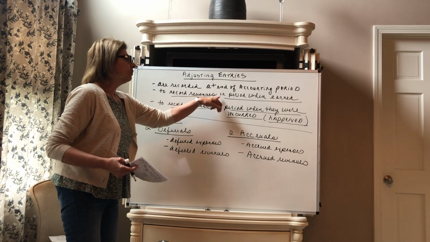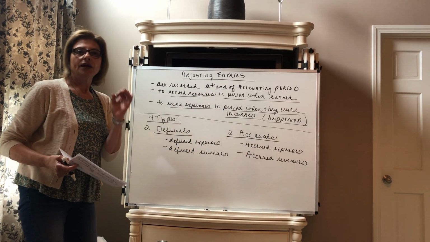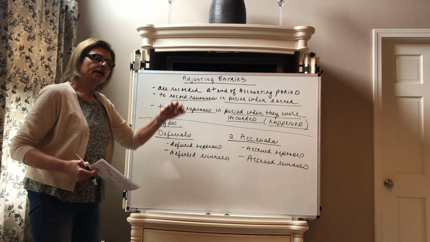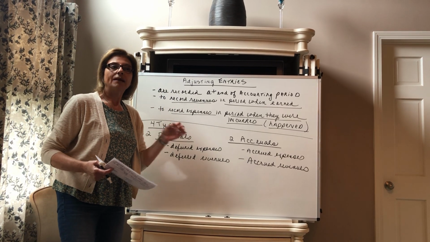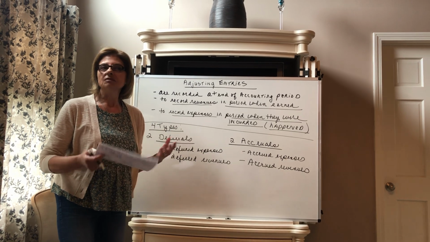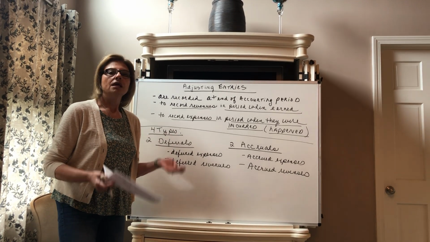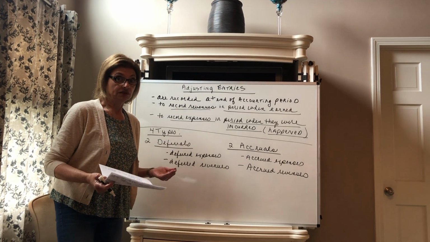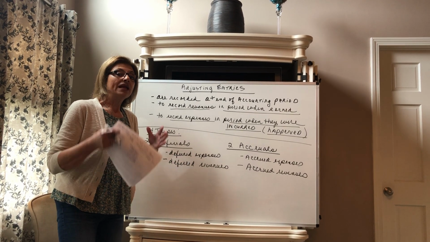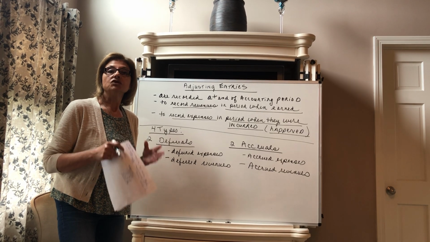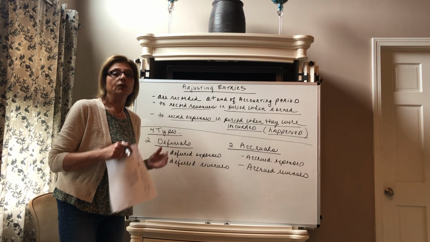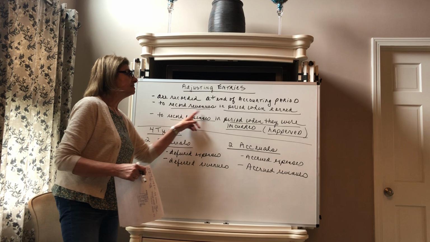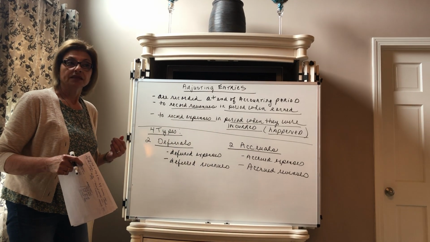So we have to record revenues in the period when they're earned. If you go back and maybe review chapter 1 where we talk about some of the principles and concepts of accounting, one of the biggies is the revenue recognition principle. And this dictates that we have to recognize revenue when it's earned, in the period that we earned it. This is the reason for the adjustments.